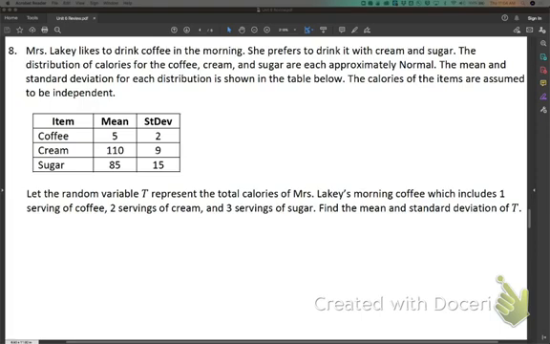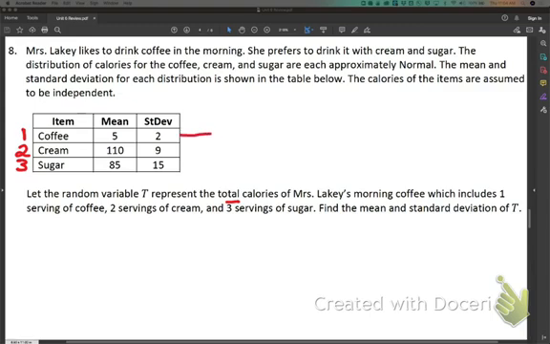So we have coffee, cream, and sugar. It says here that the random variable T is the total calories for Ms. Lakey's morning coffee, which includes 1 serving of coffee, 2 servings of cream, and 3 servings of sugar. Find the mean and the standard deviation of the total distribution. So first we're going to transform these by the number of servings that I like to use each morning in my coffee.